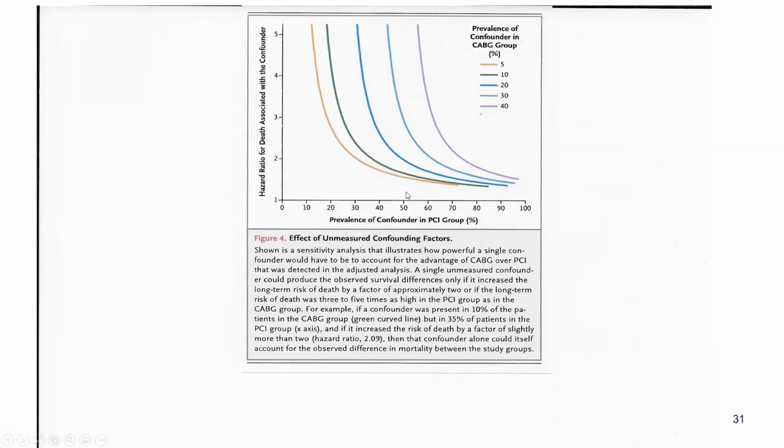And so the way that you interpret this, and they have an example here in the legend, is if the confounder was present in 10% of the CABG group, which would be the green line here, and if it was in 35% of the PCI group, and increased the hazard ratio, the risk of death, by about a factor of 2, which would be right down here somewhere, then what that means is that confounder alone could account for the observed differences in mortality.